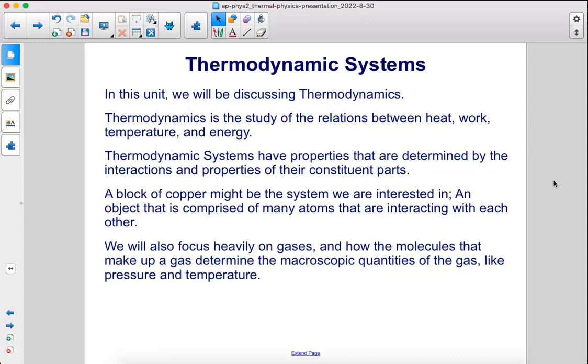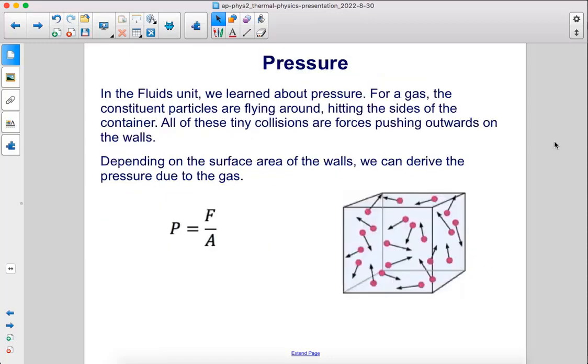We will also focus heavily on gases and how the molecules that make up a gas determine the macroscopic quantities of the gas, like pressure and temperature. In the fluids unit, we learned about pressure. For a gas, the constituent particles are flying around, hitting the sides of the container. All of these tiny collisions are forces pushing outwards on the walls. Depending on the surface area of the walls, we can derive the pressure due to the gas. Remember, pressure equals force divided by area.